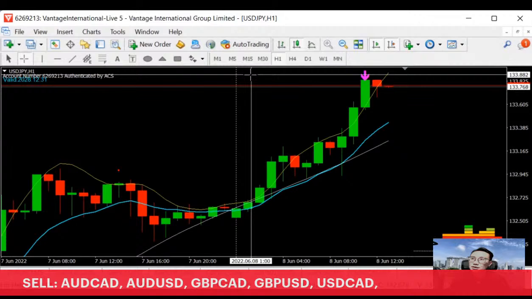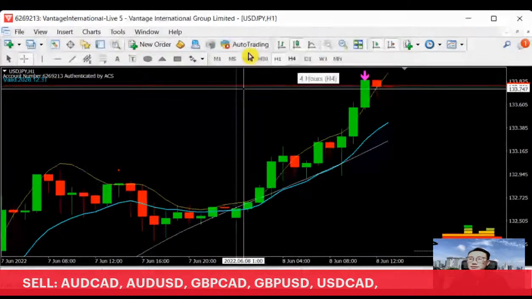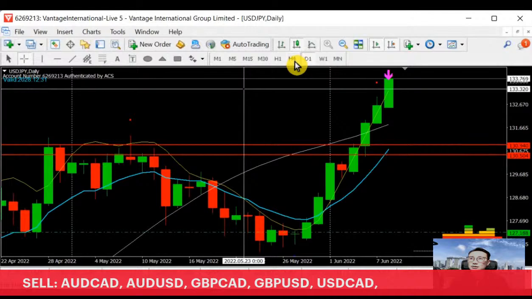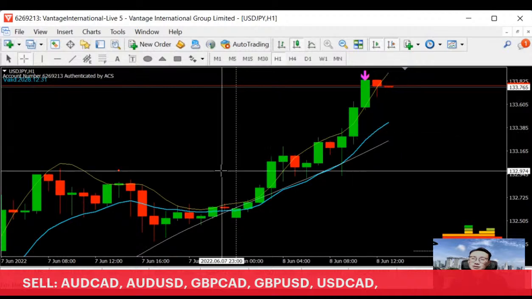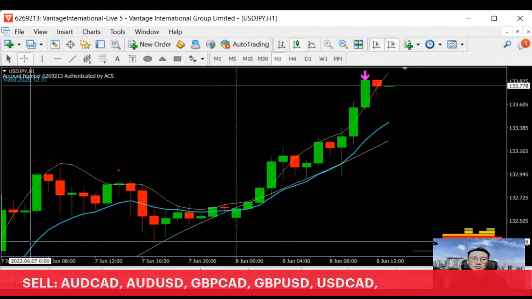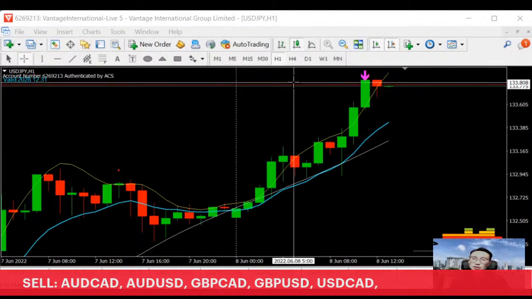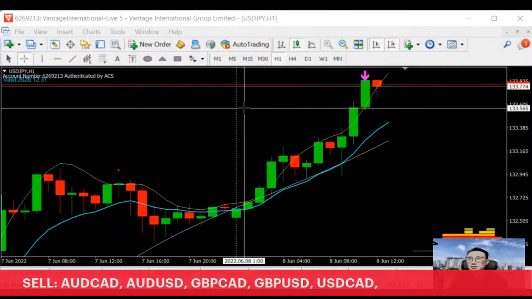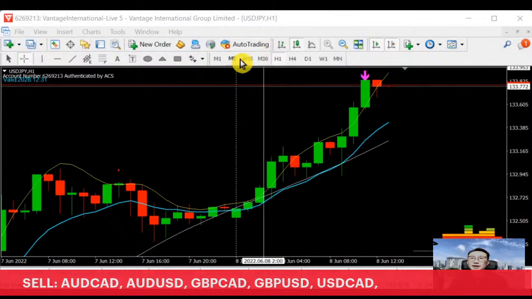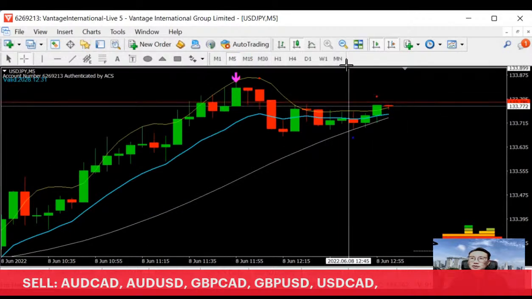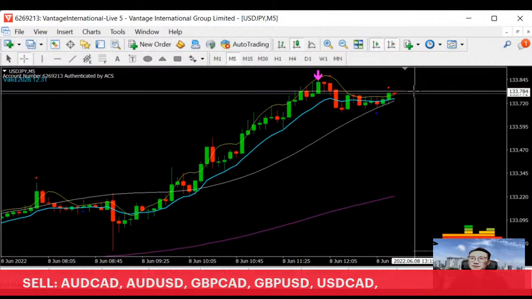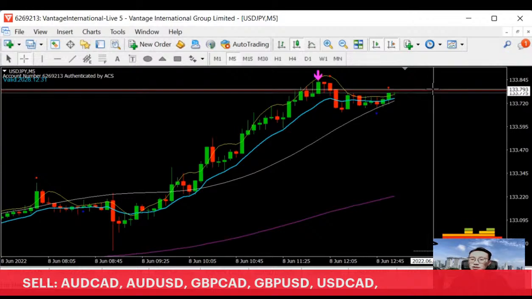Dollar yen. Let's take a look at dollar yen right now. The closing of this candle is not as good, I would say. So probably you would like to take a profit from there if possible. Probably you can wait for another 5 minutes to go, because right now it is testing the area of resistance here. That's for dollar yen.